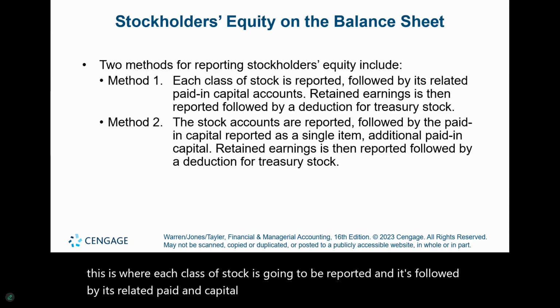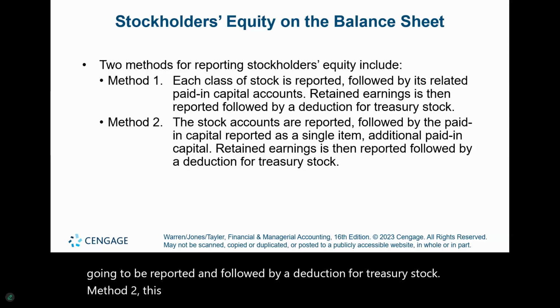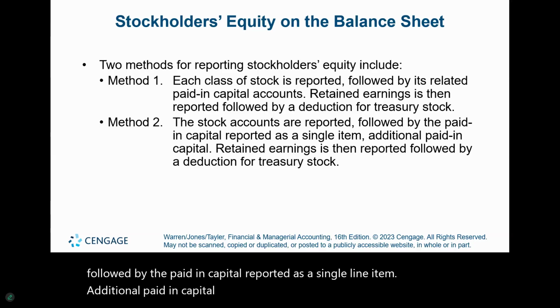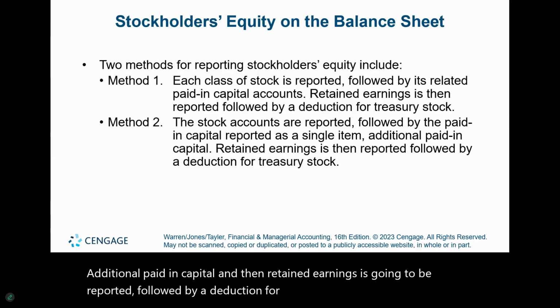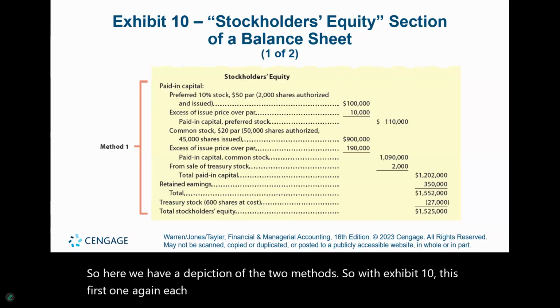And then retained earnings is going to be reported and followed by a deduction for treasury stock. Method 2, this is where the stock accounts are going to be reported, followed by the paid in capital reported as a single line item, additional paid in capital, and then retained earnings is going to be reported, followed by a deduction for treasury stock. So here we have a depiction of the two methods. So with Exhibit 10, this first one, again, each class of stock reported, followed by the related paid in capital as we see.